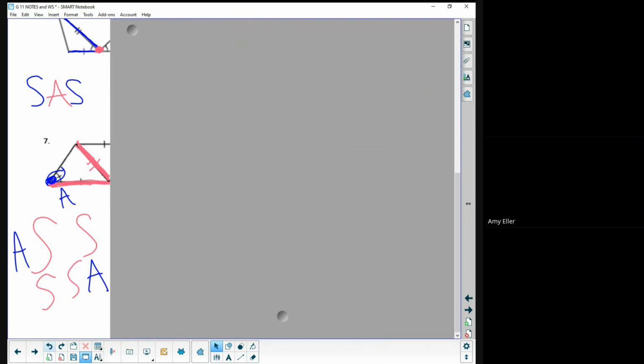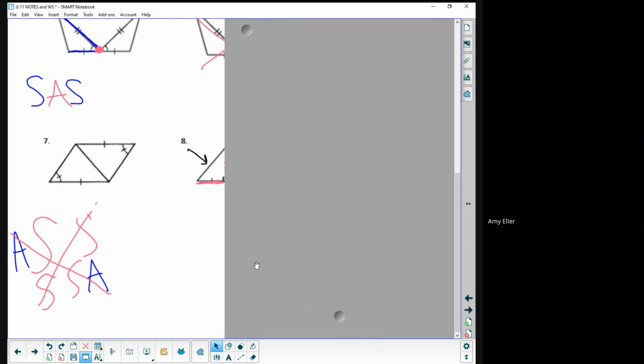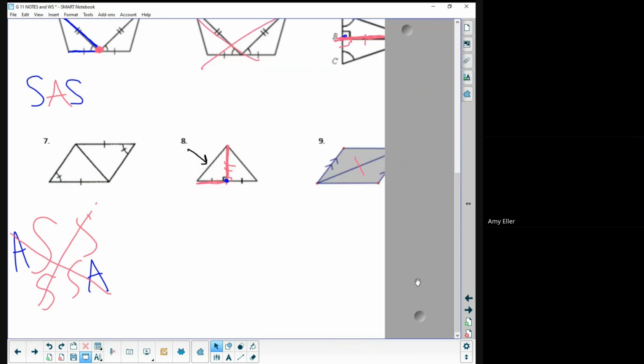Are the triangles congruent then if I have ASS? Not necessarily. Let's double check HL. Is this a right triangle? If it's not a right triangle, it's not going to have a hypotenuse. So our final answer is no. These triangles are not shown to be congruent. Do we have questions before I do 9?